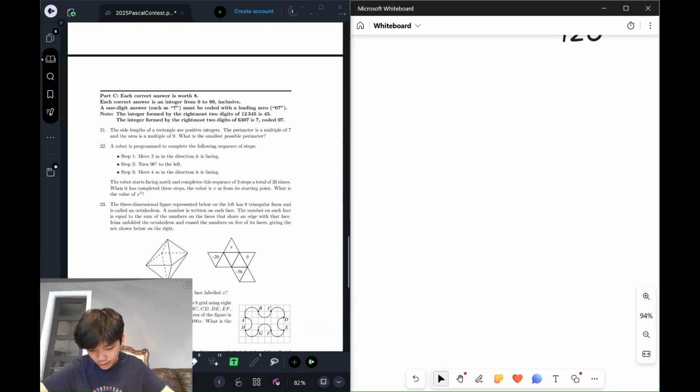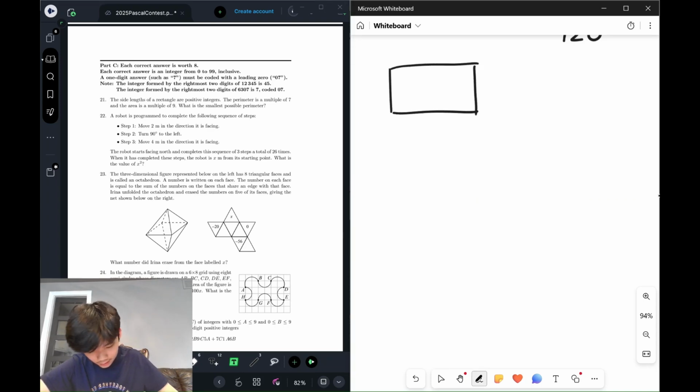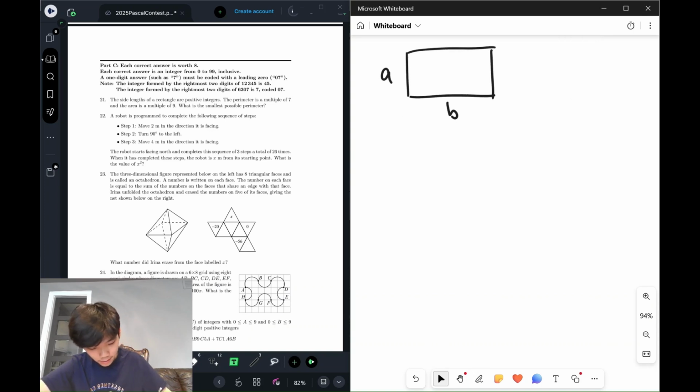We have a rectangle with positive integer side lengths. The perimeter is a multiple of 7 and the area is a multiple of 9. So what's the smallest possible perimeter of this rectangle? Okay, so let's draw a rectangle here and say it has side lengths a and b, where a and b are positive integers. We know that the perimeter is equal to 2 times (a plus b), and the area is going to be ab.